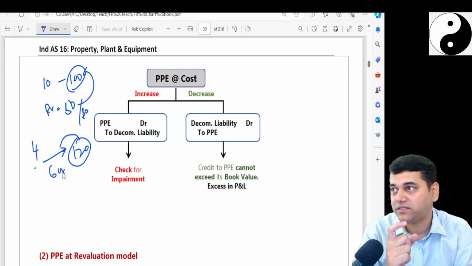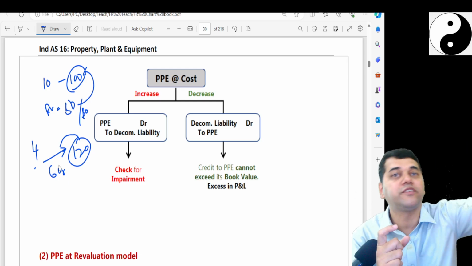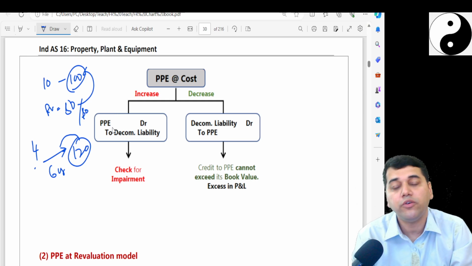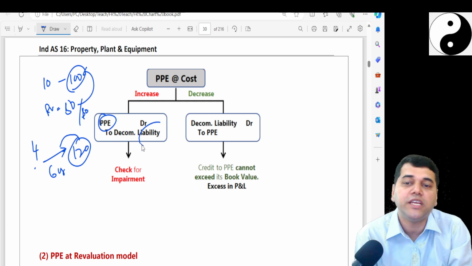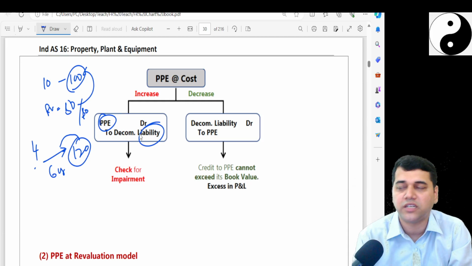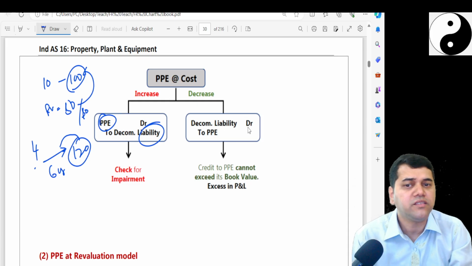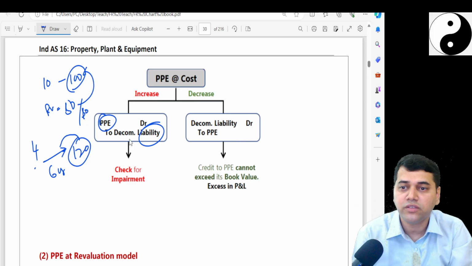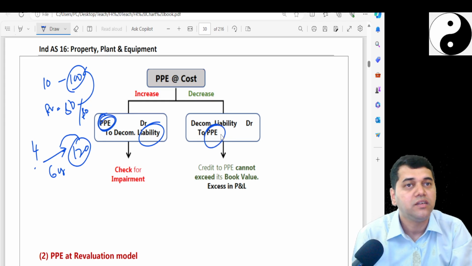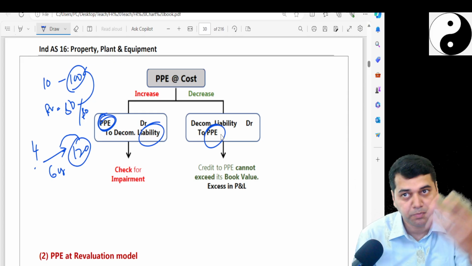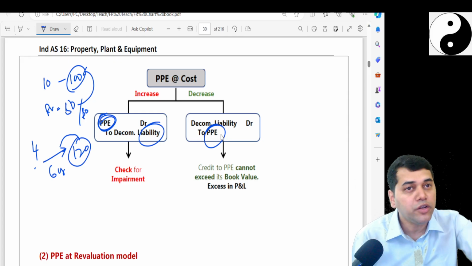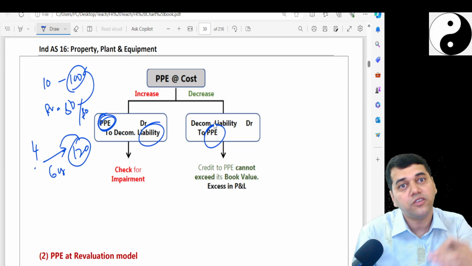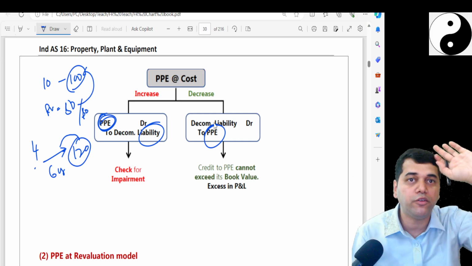Now, you will get one difference. Definitely, since your original cost itself has changed, there is an increase. If there is an increase, your accounting entry will again be PPE to decommissioning liability, as if you are doing it at the original time. If it is a decrease, decommissioning liability to PPE. It's like a change in the estimate. From that year onwards, since your PPE is going to change, depreciation is also going to change prospectively, and your revised amortization schedule is going to come. So that today's balance will get unwound with whatever you have estimated.